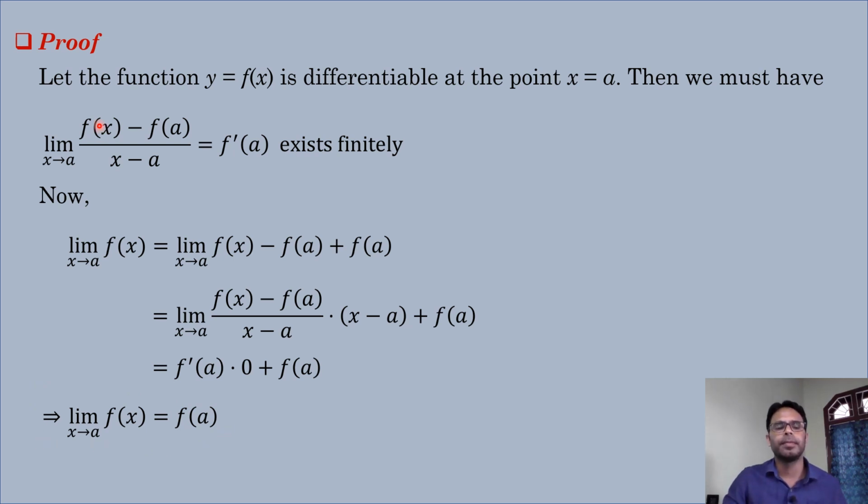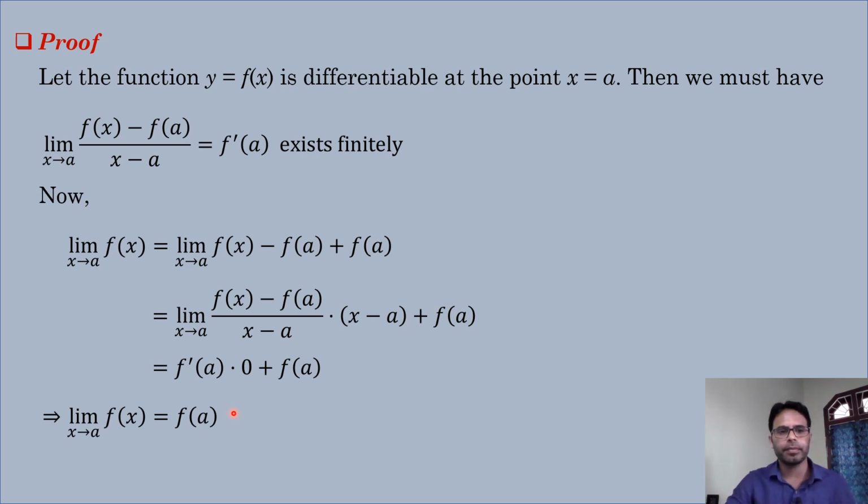So we are taking f(x) as a differentiable function at some point x equals a, and we obtained here that it is always continuous at that point. So this is the forward part of the theorem, and now we are to prove the backward part.